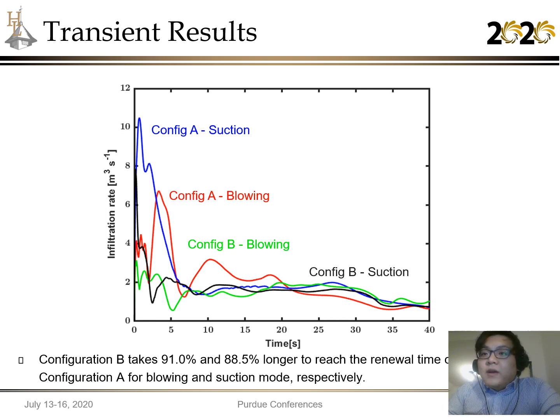From times equal to 35 seconds to 40 seconds, you see a similar infiltration rate value for all of the configurations and all of the operating modes, as the trailer is now mostly filled with the atmospheric air. Therefore, the infiltration is solely caused by the presence of the plates. For configuration B, it takes 91% to 88.5% longer to reach the renewal time, which is defined as the time it takes for the internal volume of the air inside the trailer to be renewed by the atmospheric air, compared to configuration A for blowing and suction mode respectively.